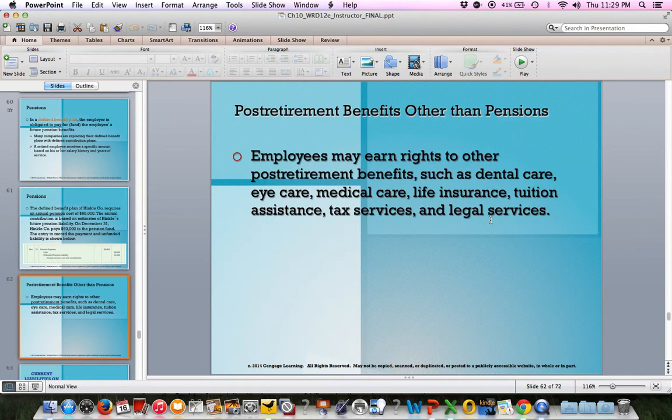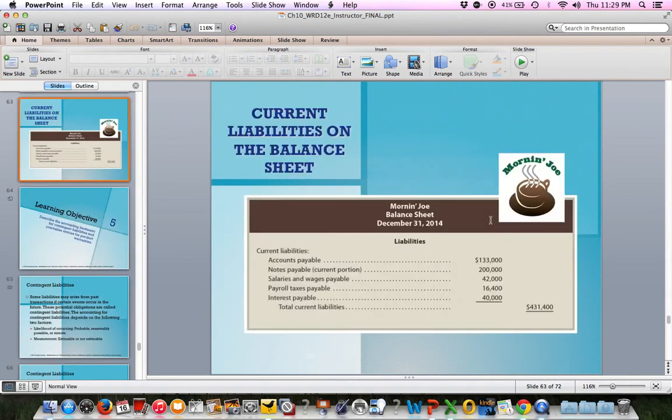There's also post-retirement benefits other than pensions. Some employers may pay for dental, eye care, medical, life insurance, tuition assistance, and various things for a certain point of time after you retire. And then finally, just something to look at in terms of contingent liabilities, current liabilities on the balance sheet.